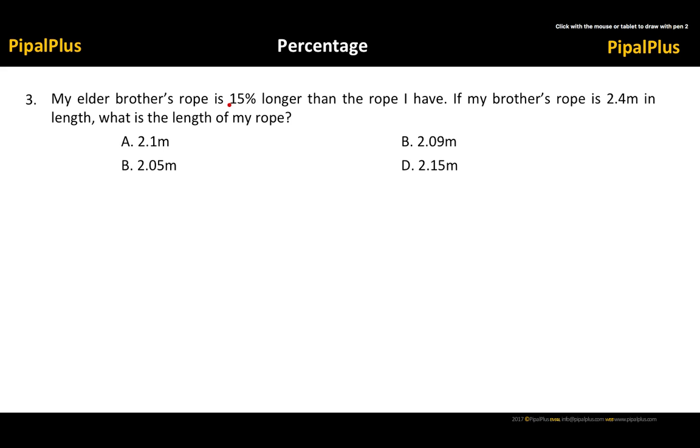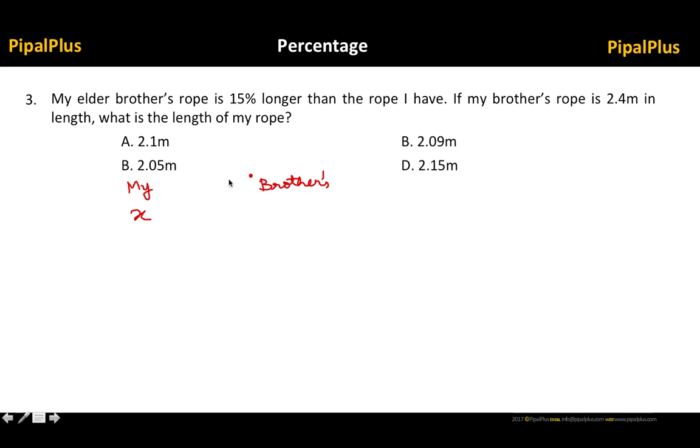My elder brother's rope is 15% longer than the rope I have. Okay. Now it is given that my brother's rope is 2.4 meters in length. The question is, what is the length of my rope? Okay. So let's say I assume the length of my rope is X, right? So this is mine, right?